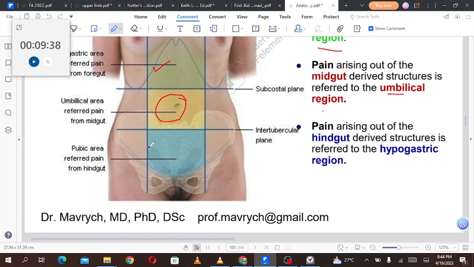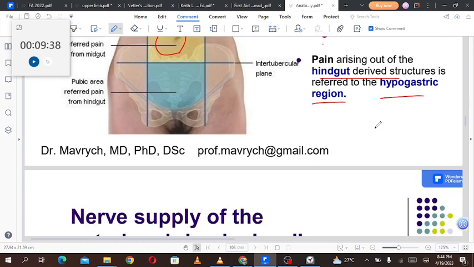So let's forget about that. Then we have this region that is called the hypogastric region. Pain arising from a hindgut-derived structure is referred to the hypogastric region, and the hindgut derivatives are all the gut distal to the transverse colon, the distal 1/3 of the transverse colon, and all the way down to the rectum above the pectinate line, which comes from the hindgut.